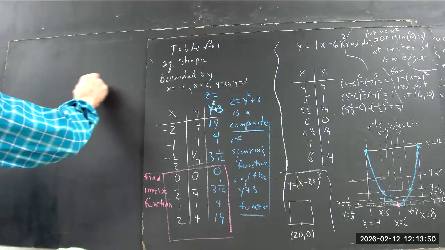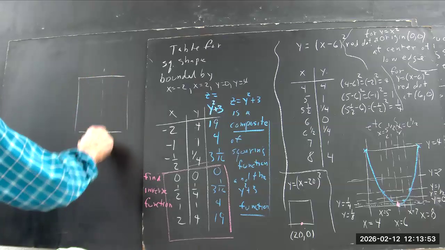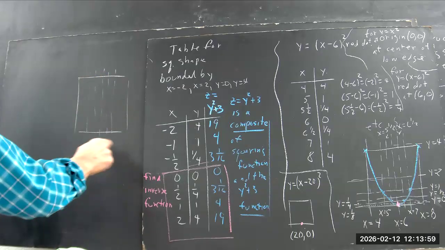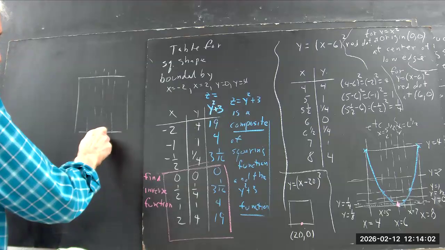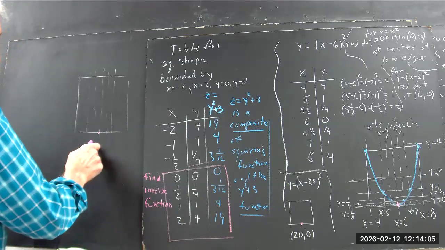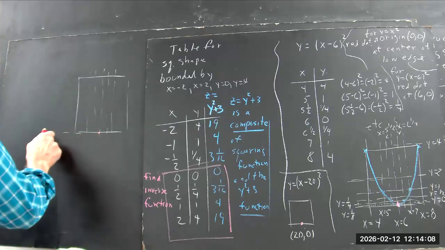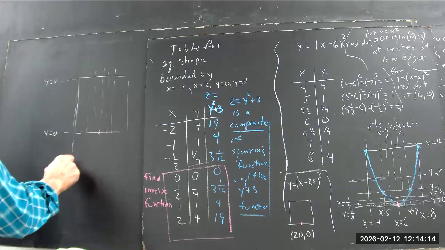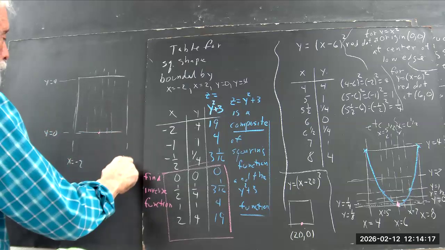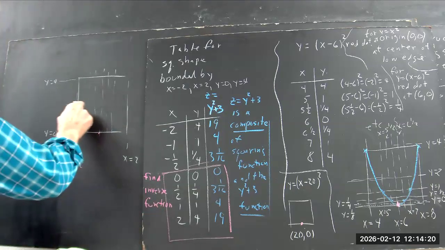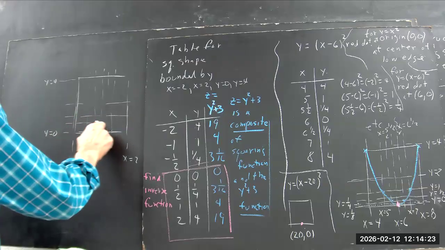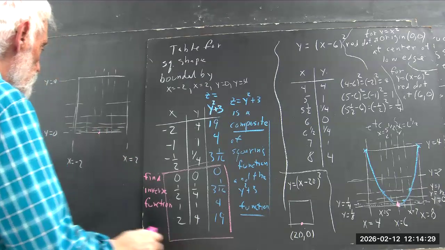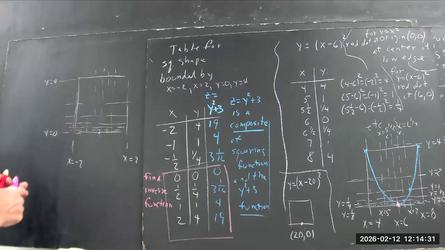Now, I'm not going to label it, but if I draw my usual square graph with the red dot at the origin, and this is y equals 0, this line is y equals 4, this line is x equals -2, this line is x equals 2, same picture that we've had. Okay, 1, 2, 3, 4, 5. We've got 5 of them in there.